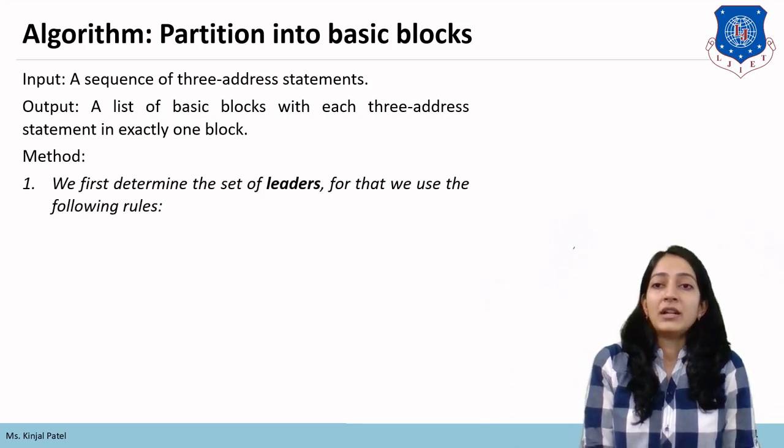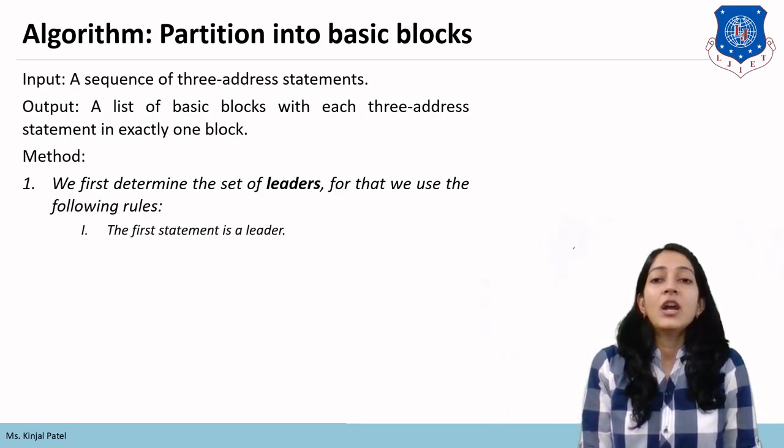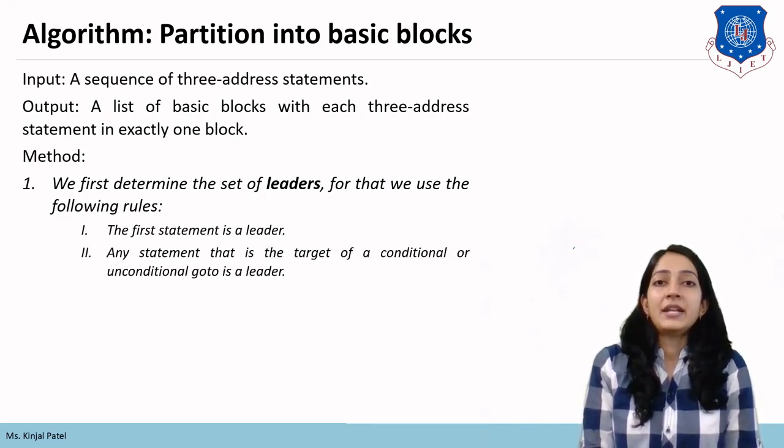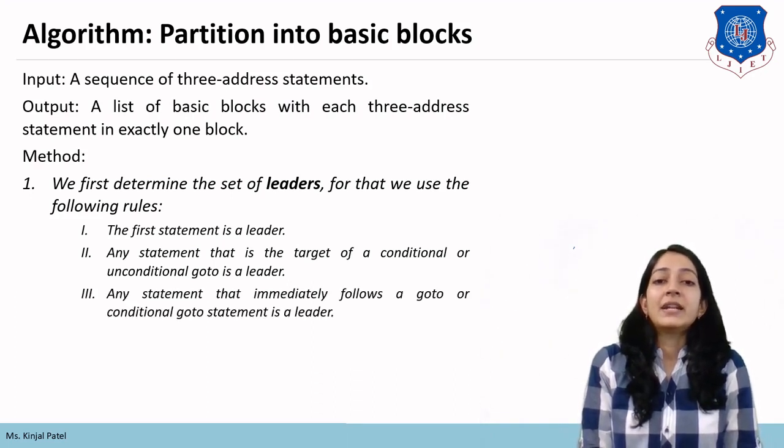So here is the method: first we determine the set of leaders. For that we use the following rules. The first rule is that the first statement is a leader. Then any statement that is the target of a conditional or unconditional go to is a leader. Then any statement that immediately follows a go to or conditional go to statement is a leader. Means if there is any statement which contains a conditional or unconditional go to which can form a flow of control, it will become the leader.